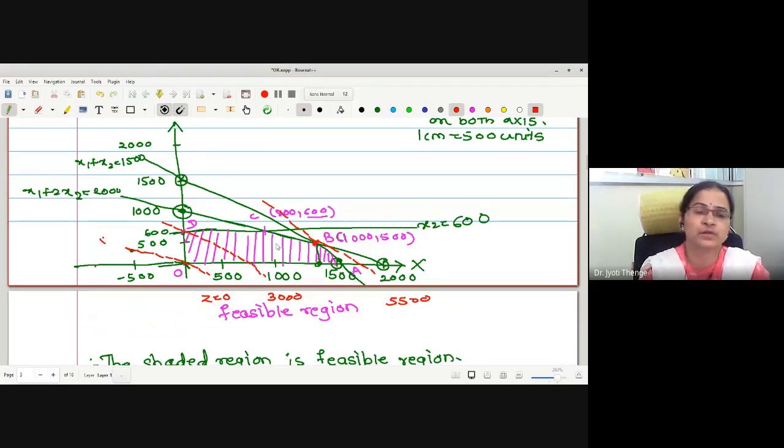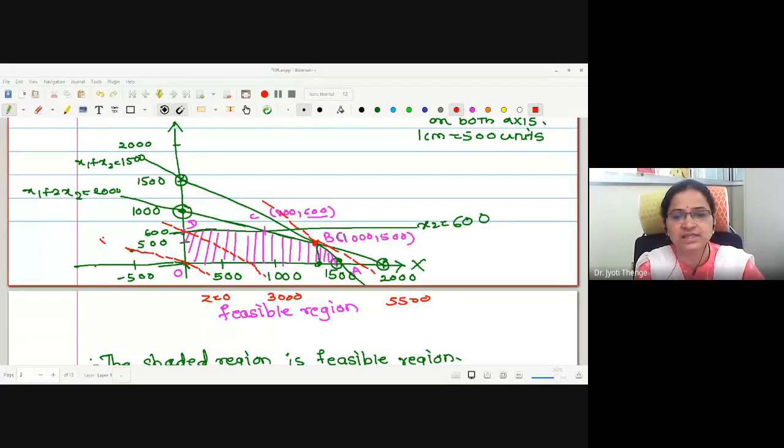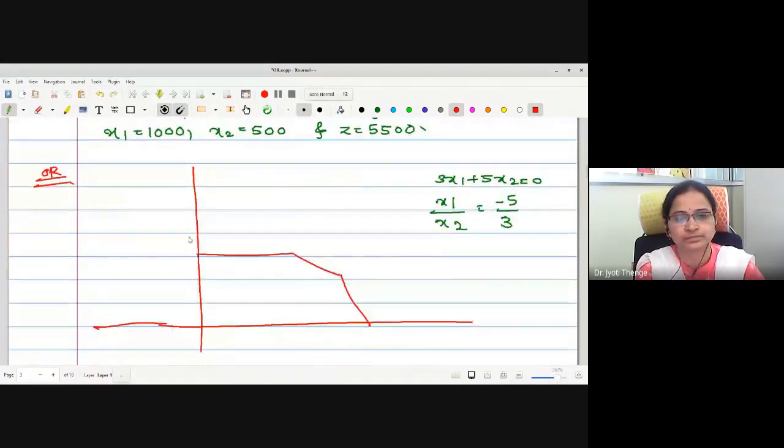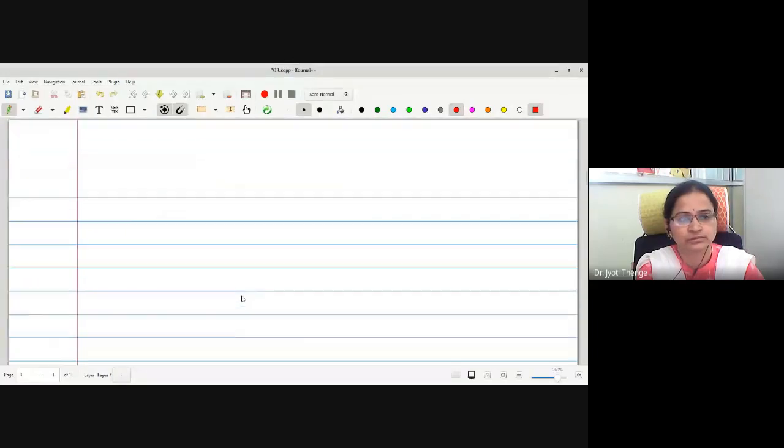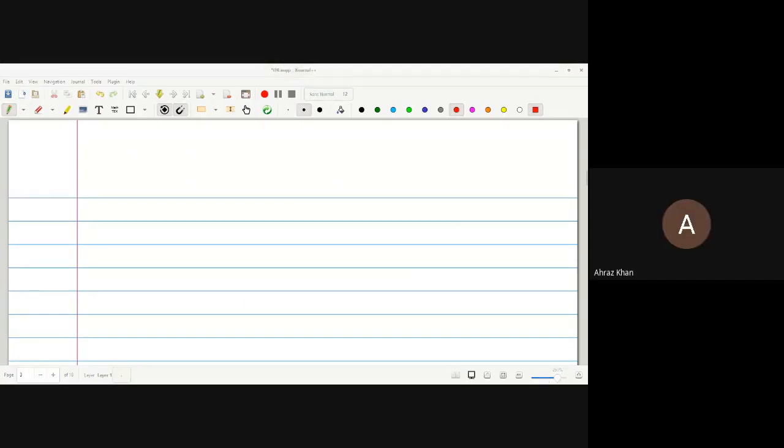This is one way. But I feel finding the coordinates of the extreme points and finding the value of the objective function at these extreme points will be the better solution. Any doubt in this problem? From the students' side, if you have any doubt or query on this problem, you can ask me. No, ma'am. Good. Now I will take one more example.